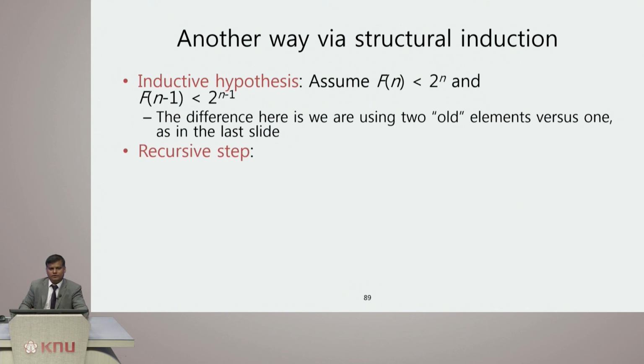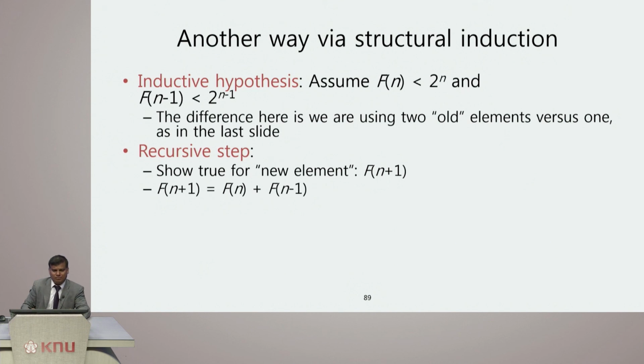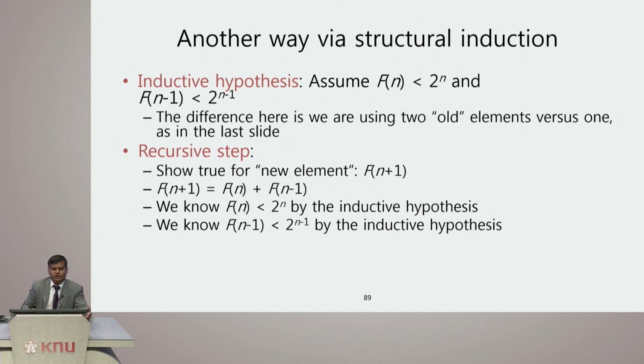So let's use this recursive step to show it's true for the new element f of n plus 1. We have n minus 1, n, and n plus 1. n and n minus 1 are the old elements, so we are going to use those to prove it. f of n plus 1 equals f of n plus f of n minus 1. By inductive hypothesis we know that f of n is less than 2 power n, that is true. We also know f of n minus 1 is less than 2 power n minus 1 by inductive hypothesis. Again, that's another old element, so we know that's true.